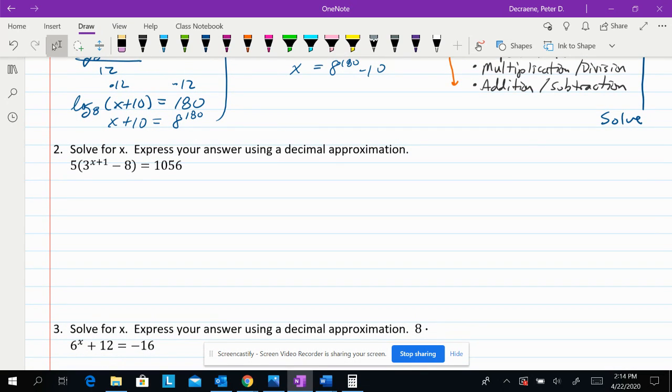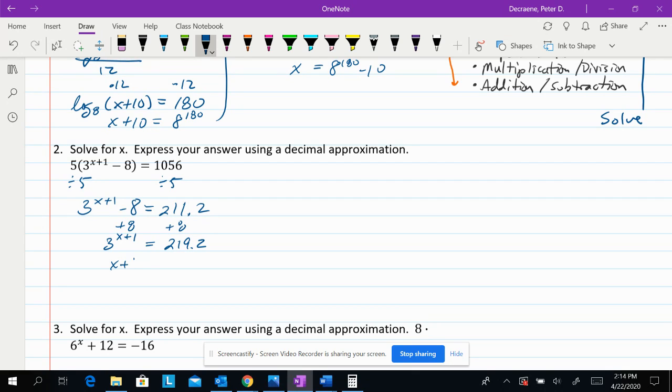Again, solve for x, express your answer using a decimal approximation. So again, I'm going to work from the outside in. I'm going to divide by 5 on both sides, and I get 3 to the x plus 1 minus 8 is equal to 211.2. And so I'm going to get rid of this minus 8 by adding 8 to both sides. And so I get 3 to the x plus 1 is equal to 219.2. Now to undo the exponent, I have to do the logarithm.